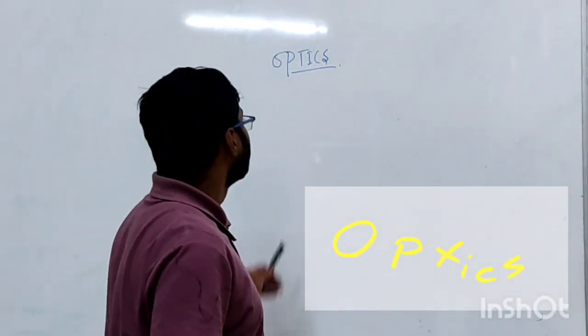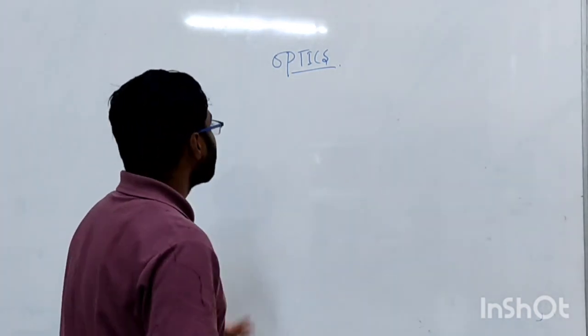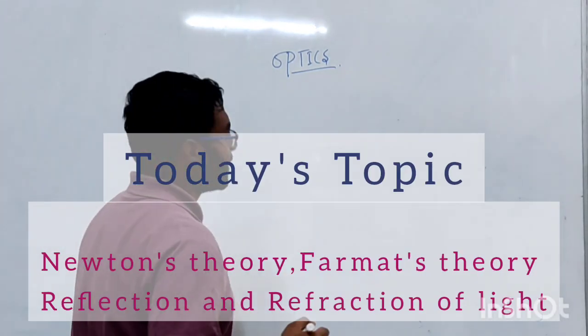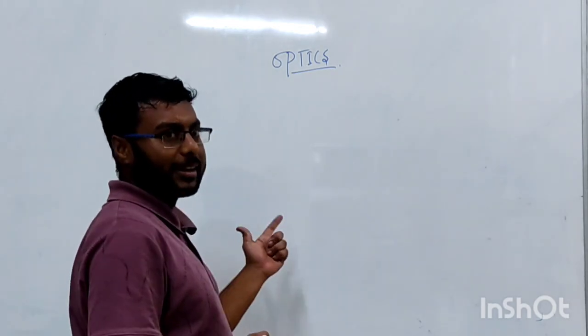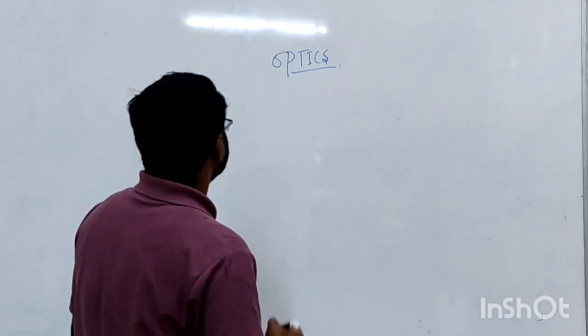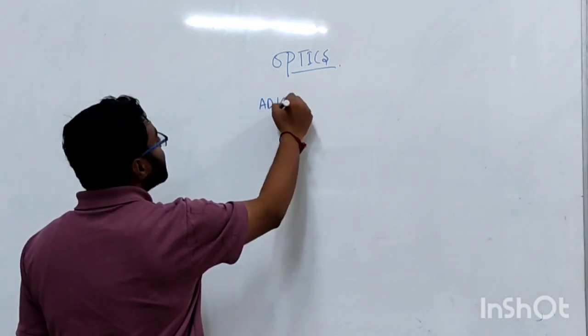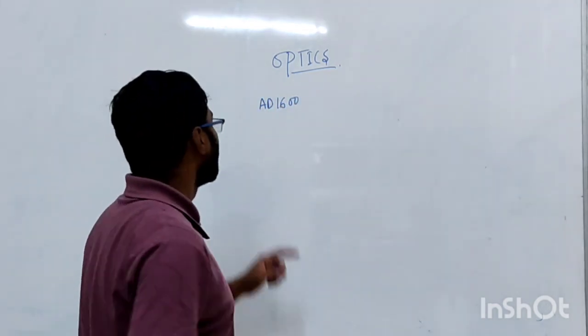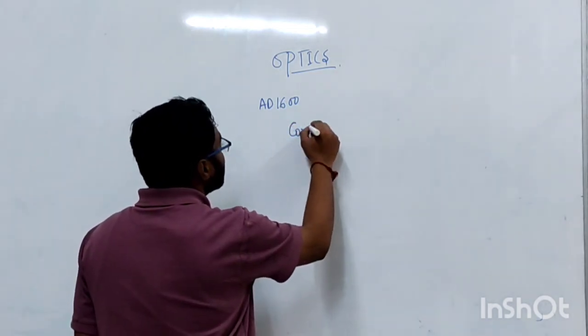We will start about optics. So in the previous class I discussed what is the nature of light. Light is an electromagnetic wave and it can carry some amount of energy. First, at AD 1600, Newton proposed his theory that is called corpuscular theory.